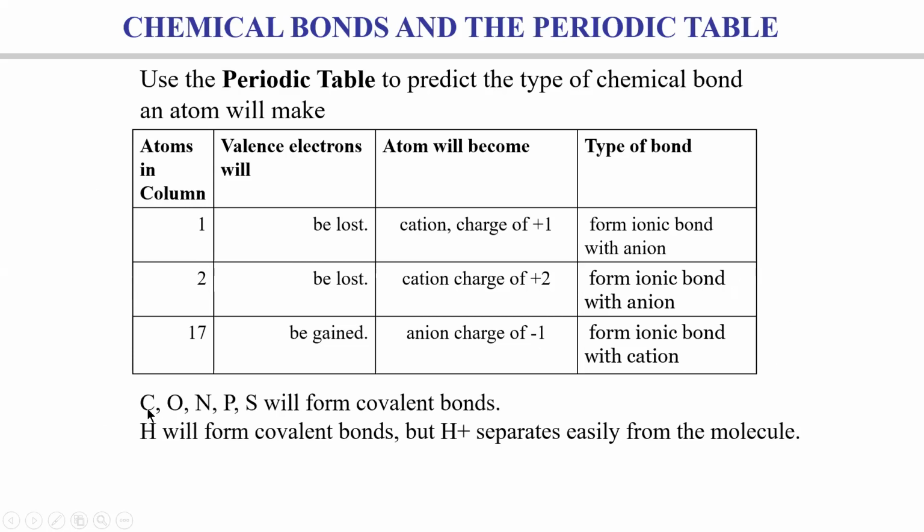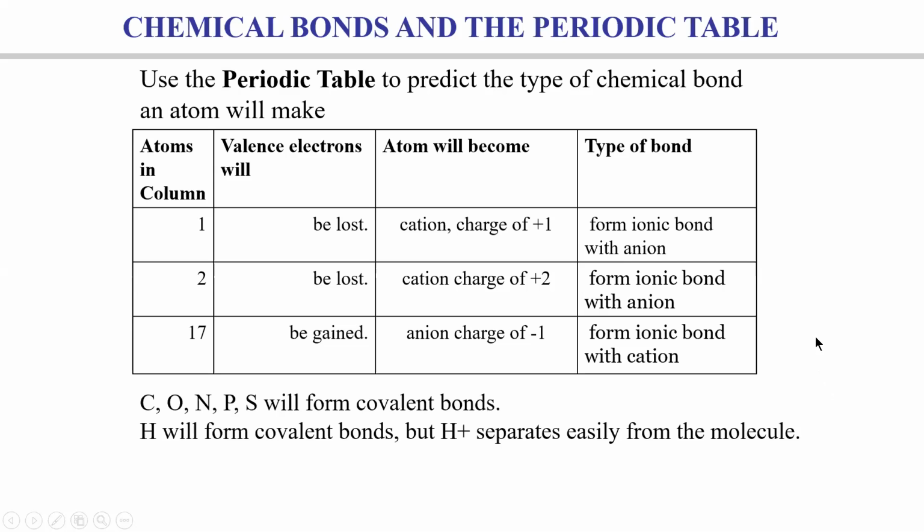And then the atoms sort of up in the upper right corner, carbon, oxygen, nitrogen, phosphorus, and sulfur, are going to form covalent bonds. I call that the covalent corner of the periodic table. Meanwhile, hydrogen is a little tricky because hydrogen only has 1 electron. Hydrogen will form covalent bonds. Hydrogen will share, but that proton in hydrogen also separates easily from the molecule. So sometimes when you put something with hydrogen on it, the hydrogen will jump off and separate when you dissolve it in water. When we talk about acids and bases, we'll talk more about that.